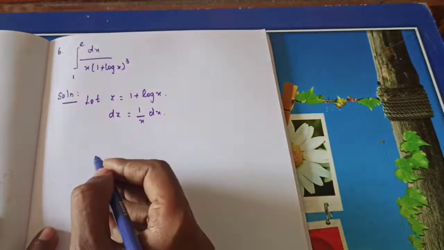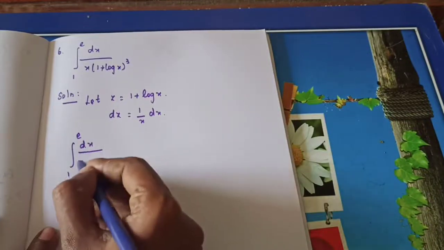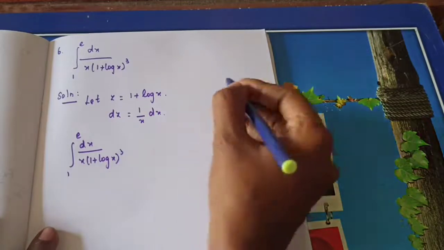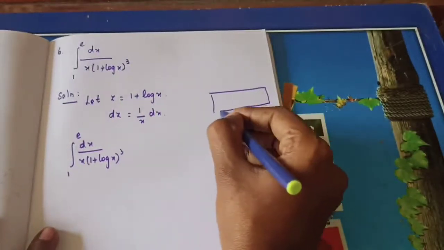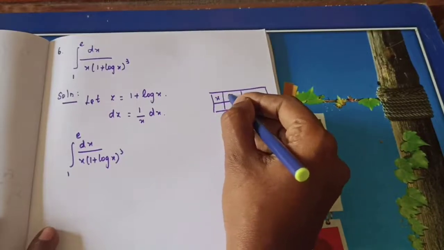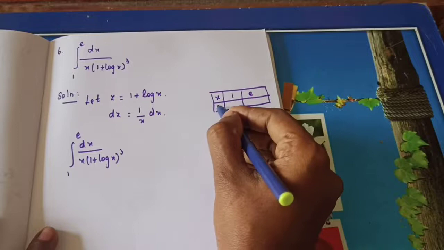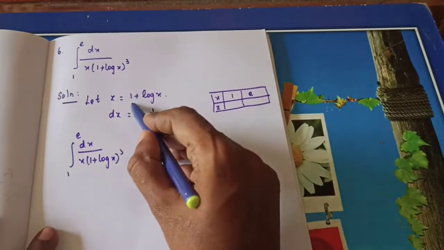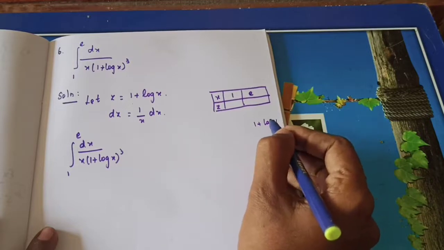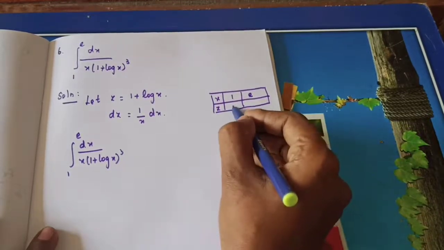Is it right? So substitute here. For the substitution, first you take down the new limit. So x for what's the limit? 1 and e. So substitute the limit as z. So 1 plus log 1. What's the value you will get? Log 1 the value is 0, I taught you. Okay. So 1 only you will get.